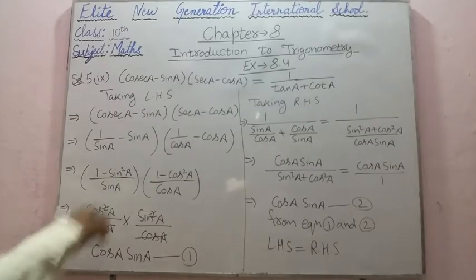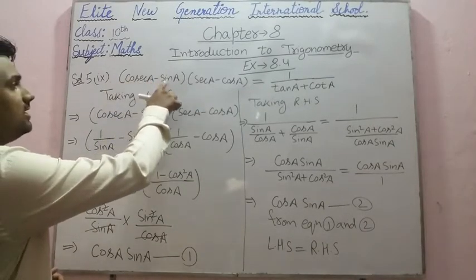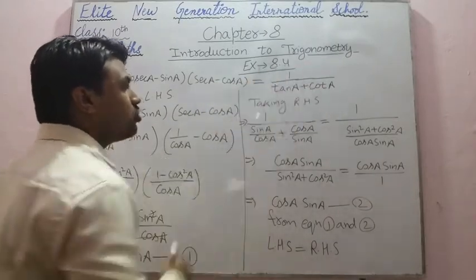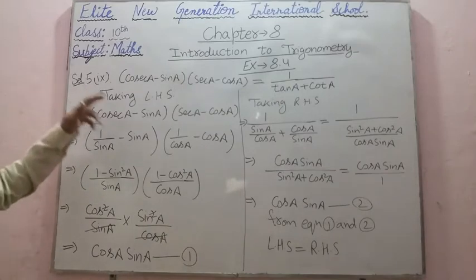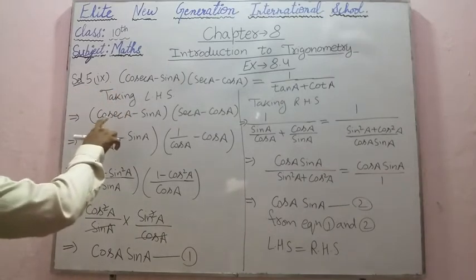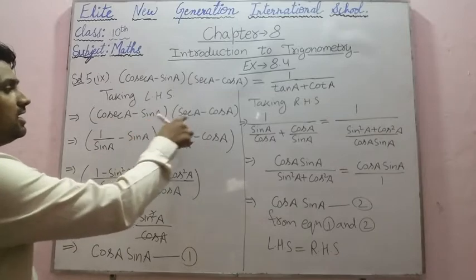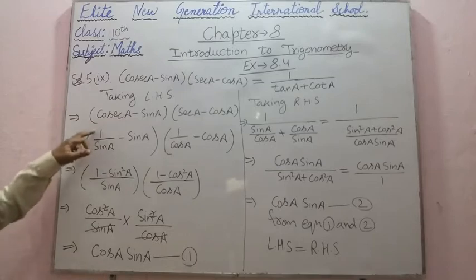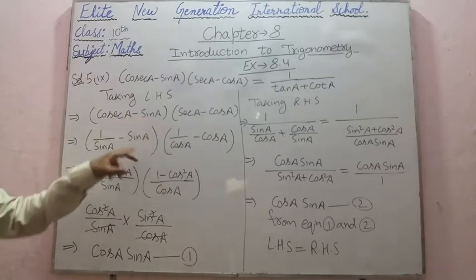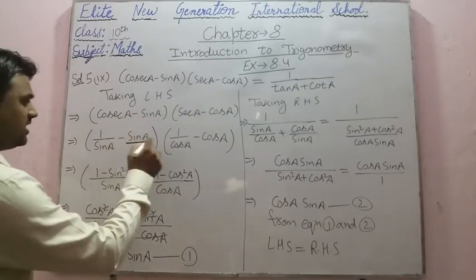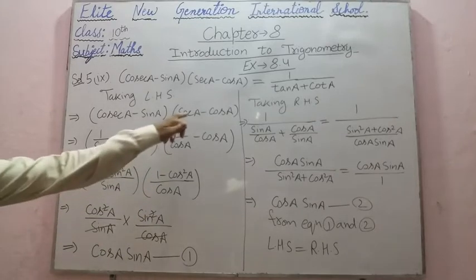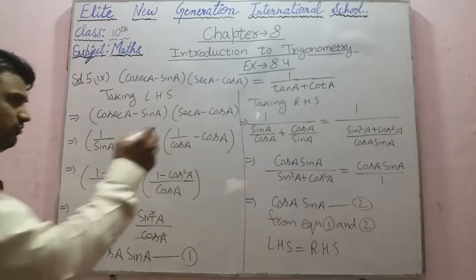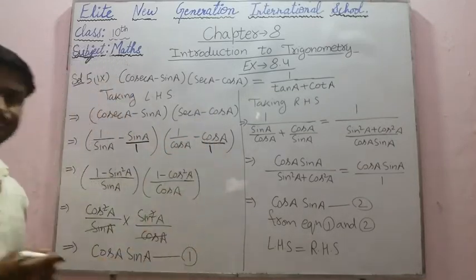In the next question we have to prove (cosec a minus sin a) into (sec a minus cos a) equal to 1 upon tan a plus cot a. So first of all we can take left hand side. Taking LHS, we have (cosec a minus sin a) into (sec a minus cos a). Here in place of cosec a we can write 1 upon sin a, minus sin a which can be written as sin a upon 1, and in place of sec a we can write 1 upon cos a, and here minus cos a, so we can write cos a upon 1.